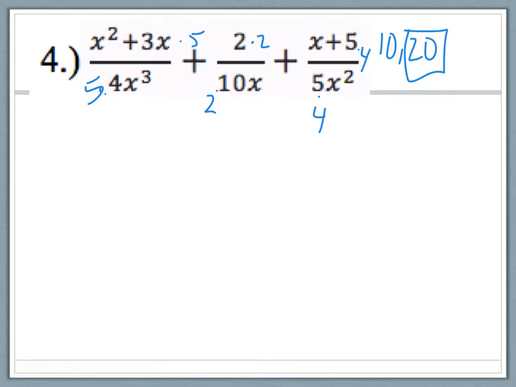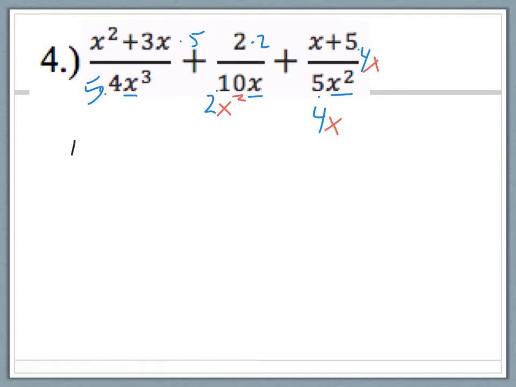Now, once I do that, let's look at the variables. I want my variables to match. Well, my highest number is 3, so I'm going to have to give these ones some more x's, the middle one and the right one. The middle one needs 2 more x's, so I'm going to multiply by x squared. And the right one needs 1 more x to get cubed, so I'm going to have to do the top by 1 more x. So let's multiply these out.